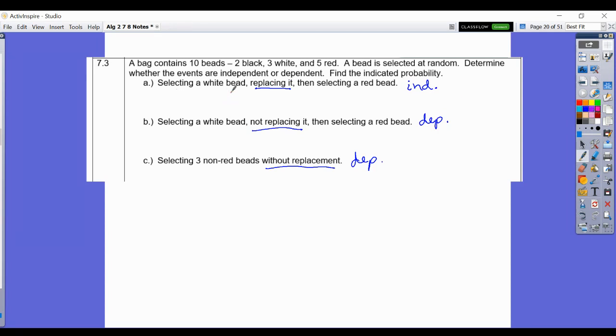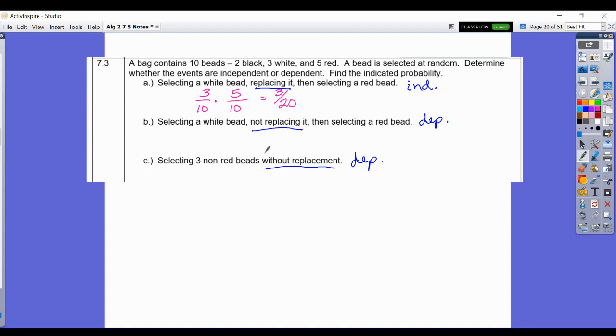So what's the probability of selecting a white bead? 3 out of 10. And then we put it back, so there are still 10 beads in here. And then I want a red one the second time, so that's a 5. So 3 out of 10 times 5 out of 10, reduce that is 3 out of 20. I think I messed up on the previous slide. I'll go back to that in a minute.